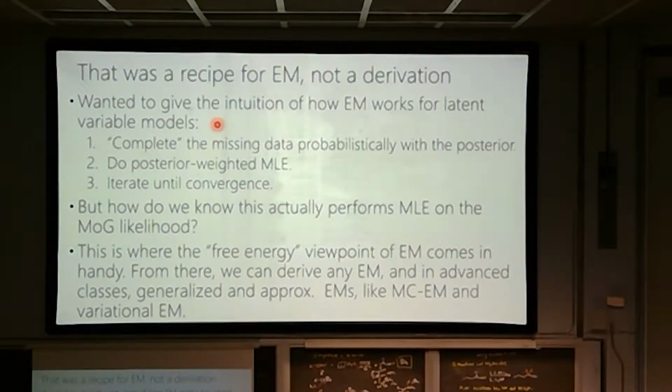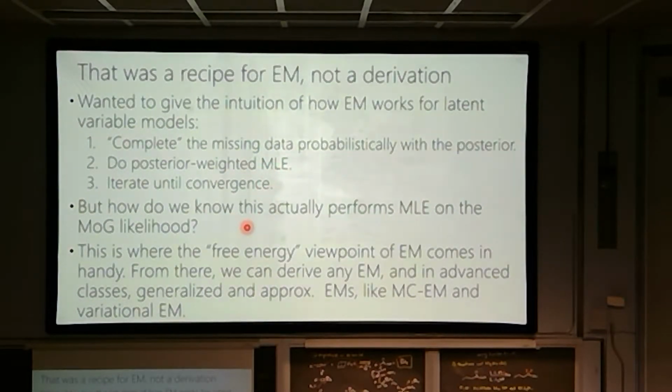So that was a recipe to give you the intuition, and again, I'm trying to emphasize the intuition here: you're completing those missing data, those latent variables, the things you wish you knew, by probabilistically assigning things via the posterior. And then in the M step, you're doing posterior weighted maximum likelihood estimation. And then you iterate until convergence.